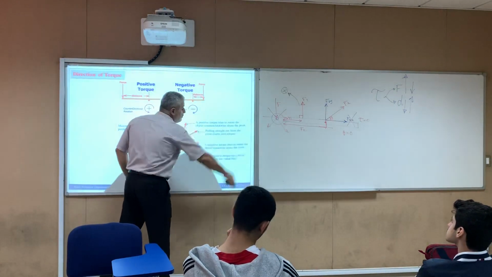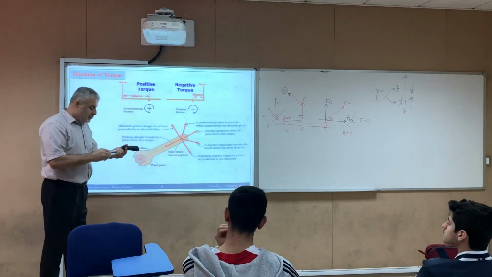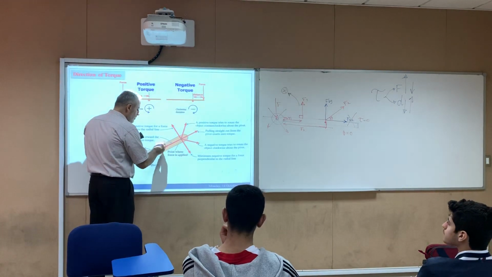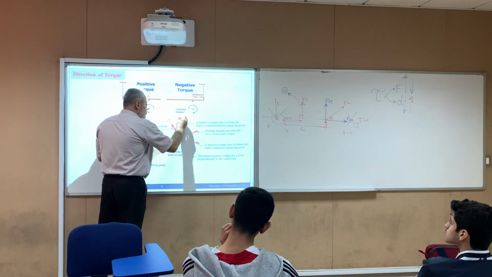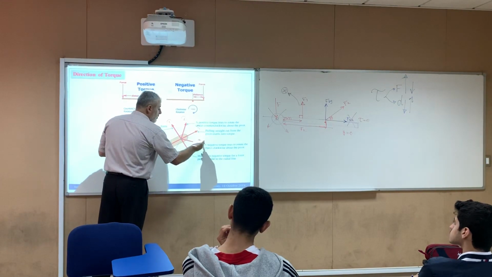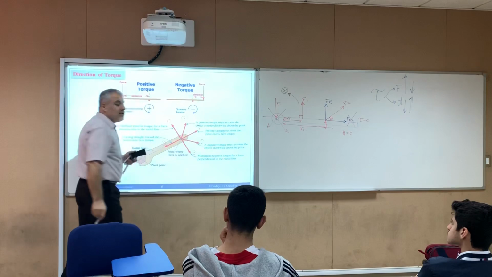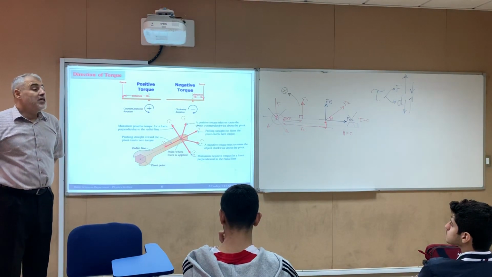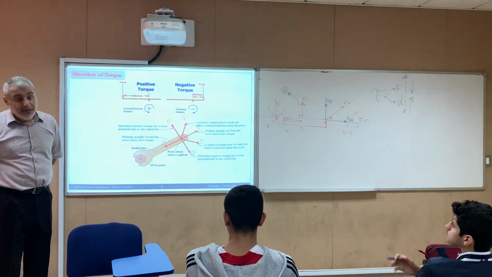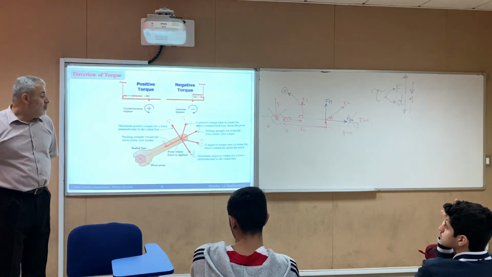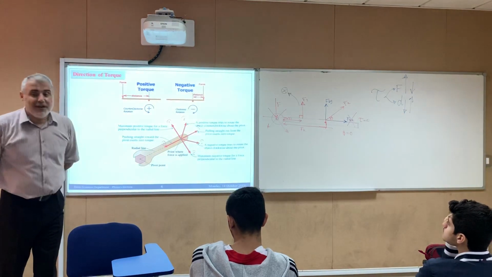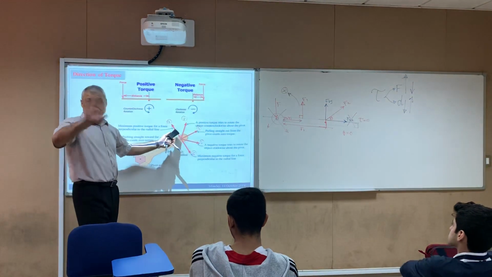Gentlemen, we have here 6 forces. I will number these forces for you: this force 1, 2, 3, 4, 5, and 6. Who can tell me which of these forces produce the maximum torque? Yes, 2 and 6 produce the maximum torque.